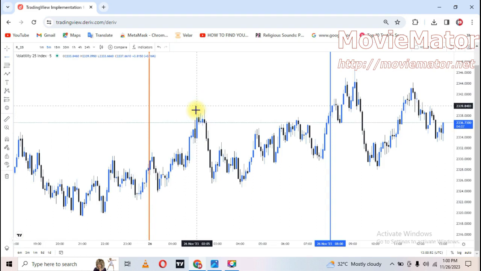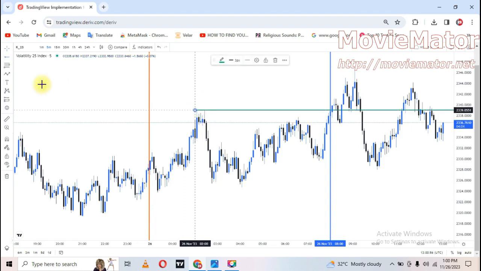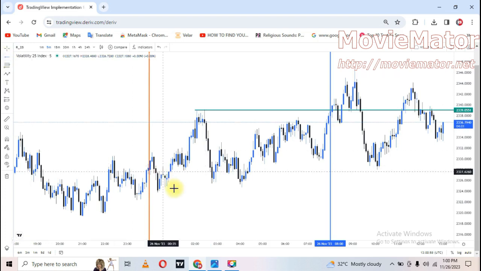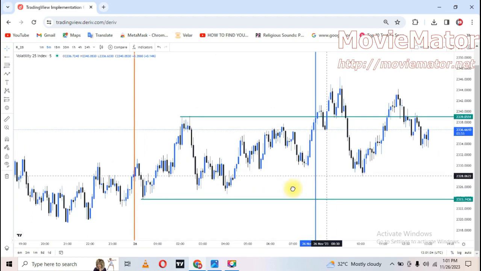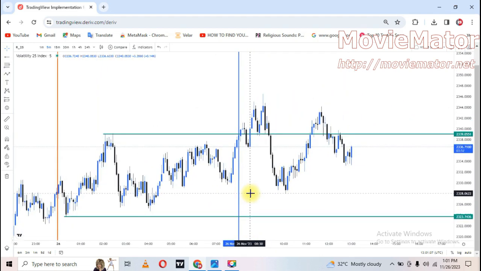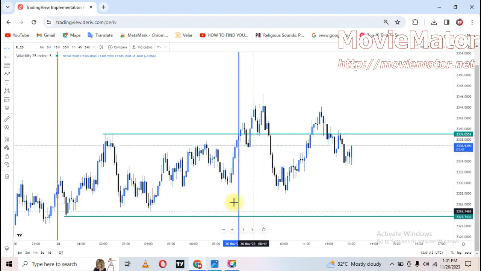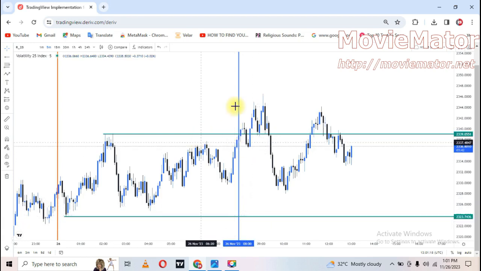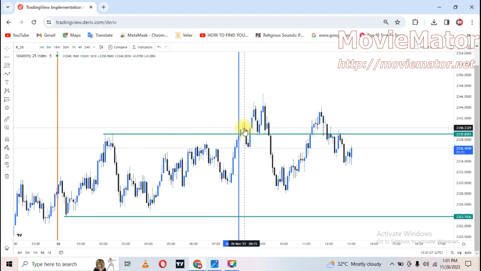So this is the high, and also this is the low. We'll be looking right after 8 o'clock AM. All we'll be waiting for is for price to either sweep, take, or break either the low or the high. And look at what happened here. Price broke this high to the upside, so we'll only be looking for opportunities to sell.